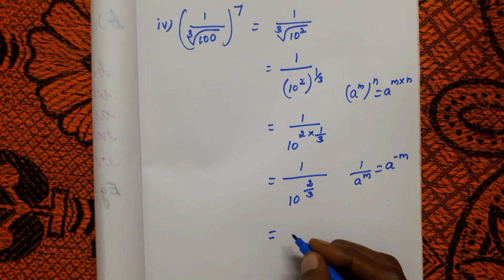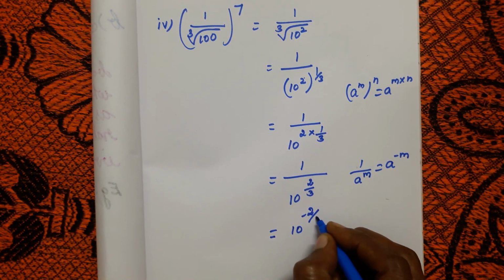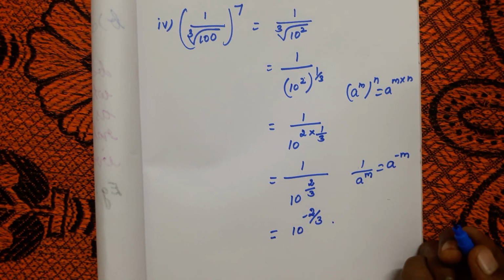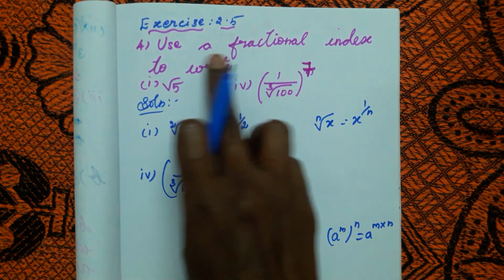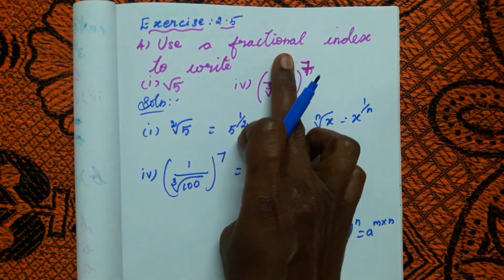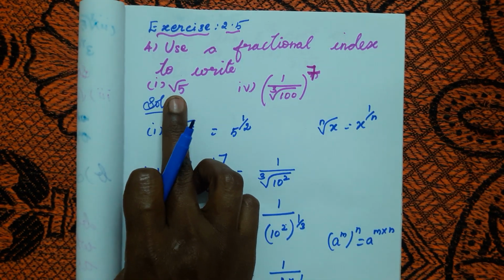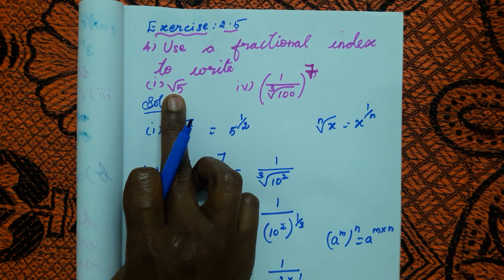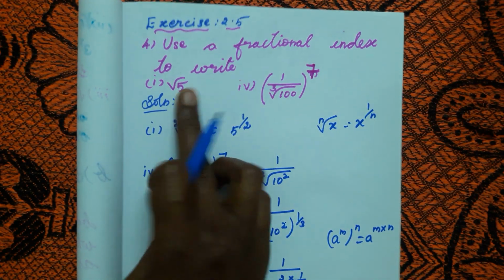When we use that, what are we getting? 10 power minus 2 by 3. Can you understand how we use a fractional index to write? We have to write the radical form in fractional form, that is, index form.